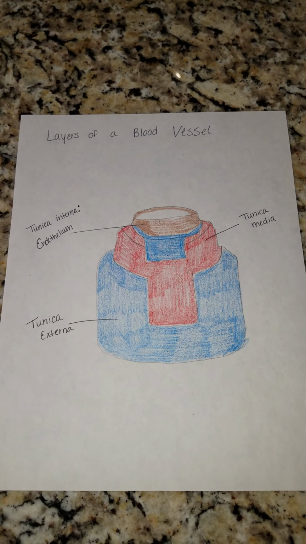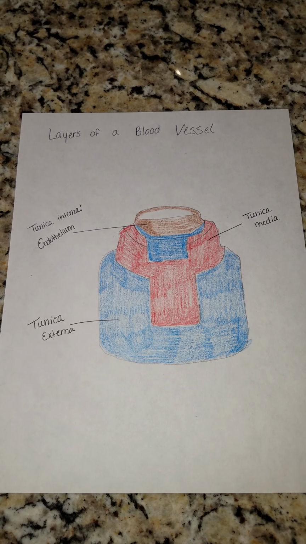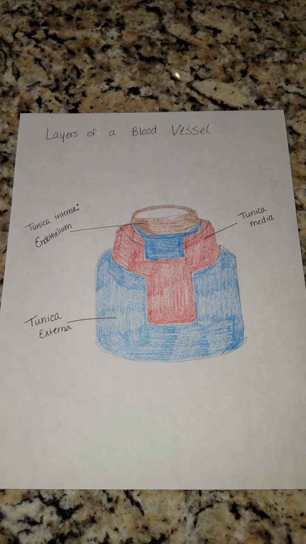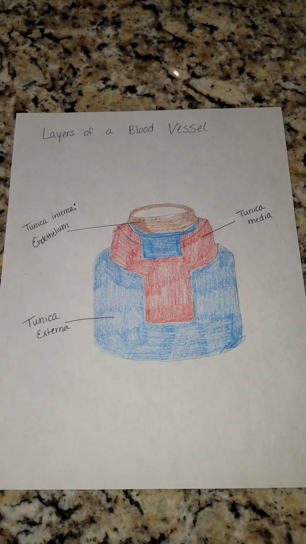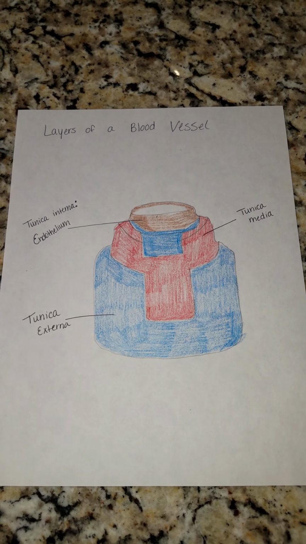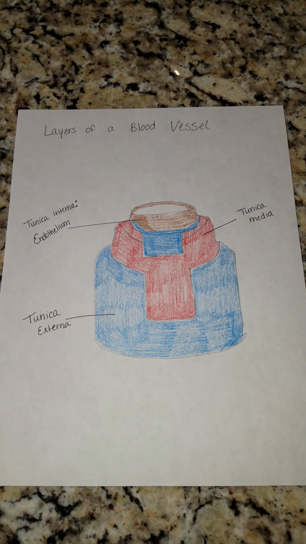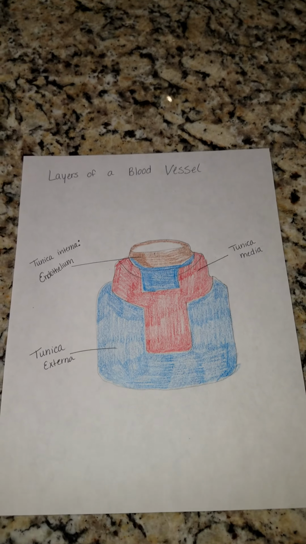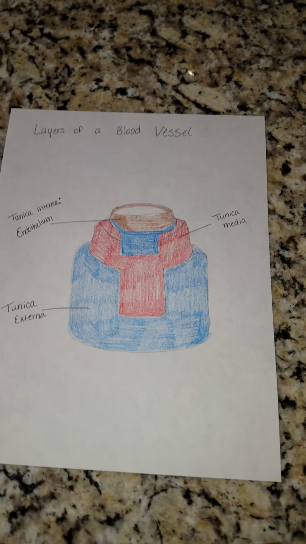The second layer is the tunica media, which is the middle layer in the vessel wall. The tunica media is made of smooth muscle, collagen, and elastic fibers. The smooth muscle found here in the wall of the vessel allows for better blood delivery and flow because the vessel can increase or decrease in diameter depending on the need.